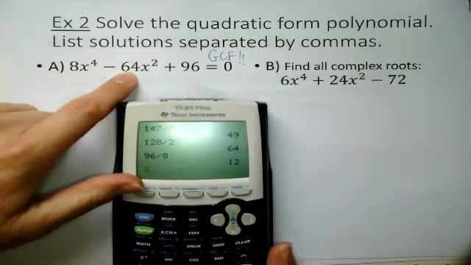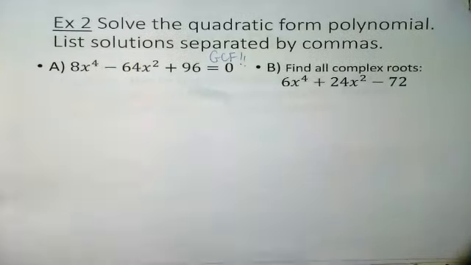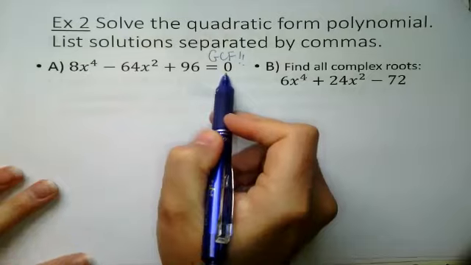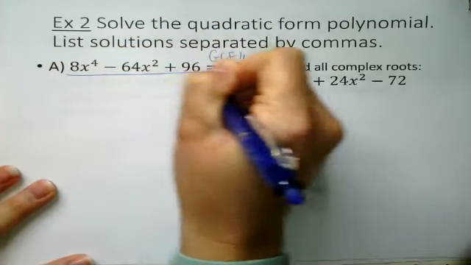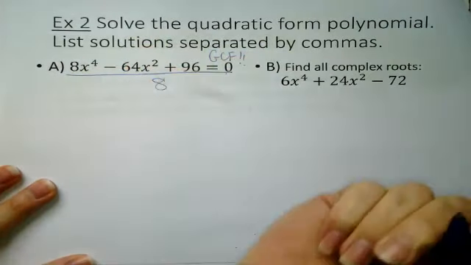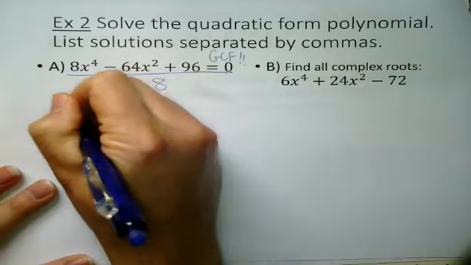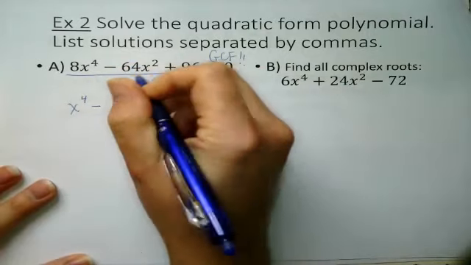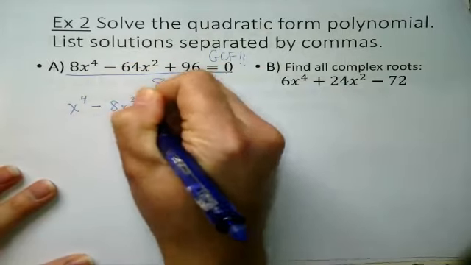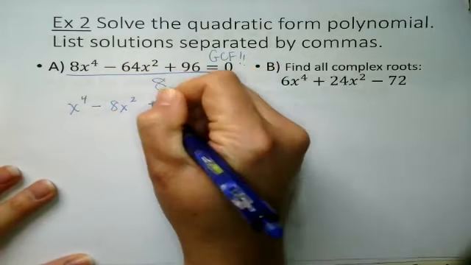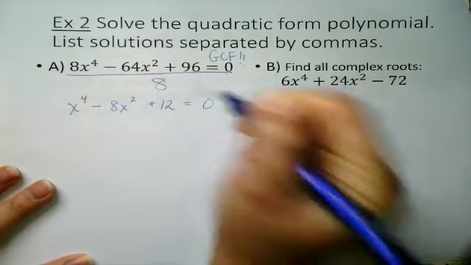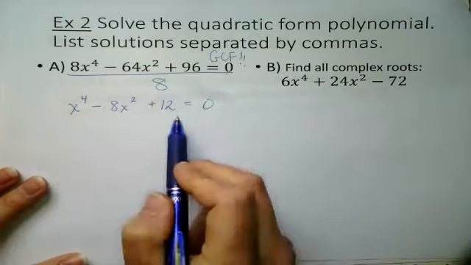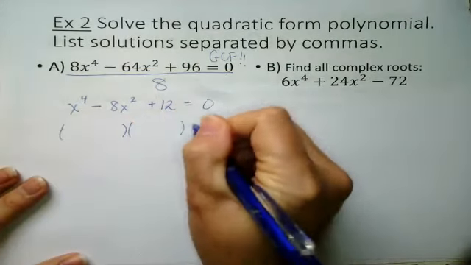96 divided by 8 is 12. So you know what I'm going to do? Since it's an equation equal to 0, I'm just going to go ahead and divide everything by 8. And that'll make the numbers a lot smaller. 64 divided by 8 is 8. And 96 divided by 8, I just learned, was 12. All right, maybe I knew that before. All right, now we have a trinomial and we can try to factor.